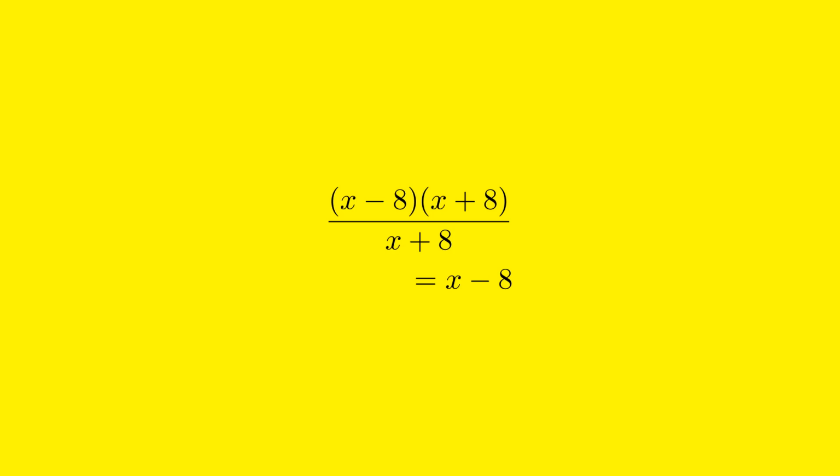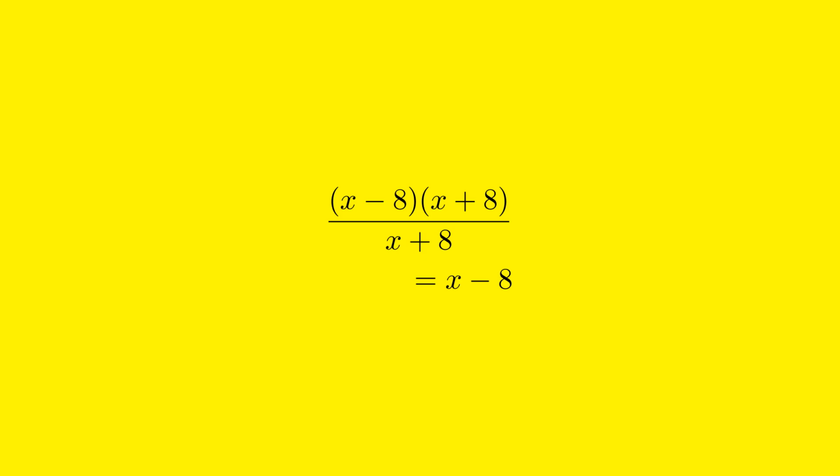In step 2, we simplify the expression by canceling the common factors in the numerator and the denominator. From step 1, the expression is altered to x minus 8 times x plus 8 divided by x plus 8. We notice that x plus 8 is present in both the numerator and the denominator. The next step involves canceling the x plus 8 factor from both the numerator and the denominator, which simplifies the expression. After canceling, we are left with x minus 8.